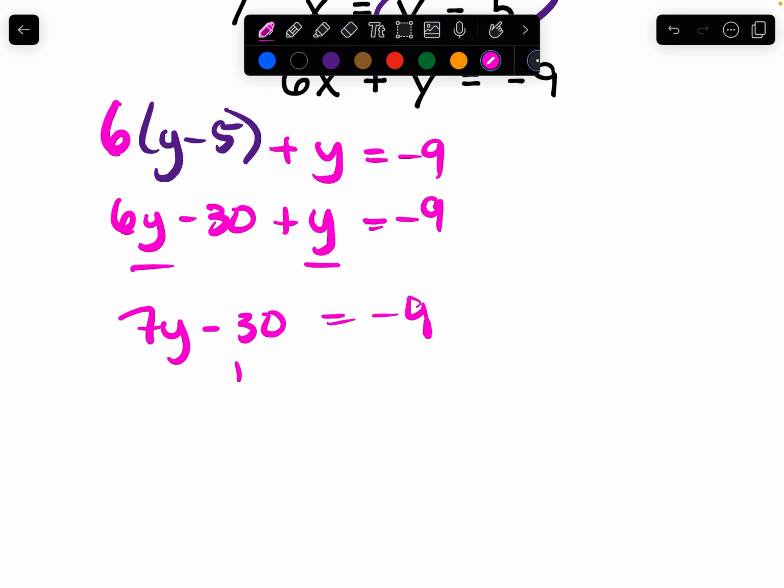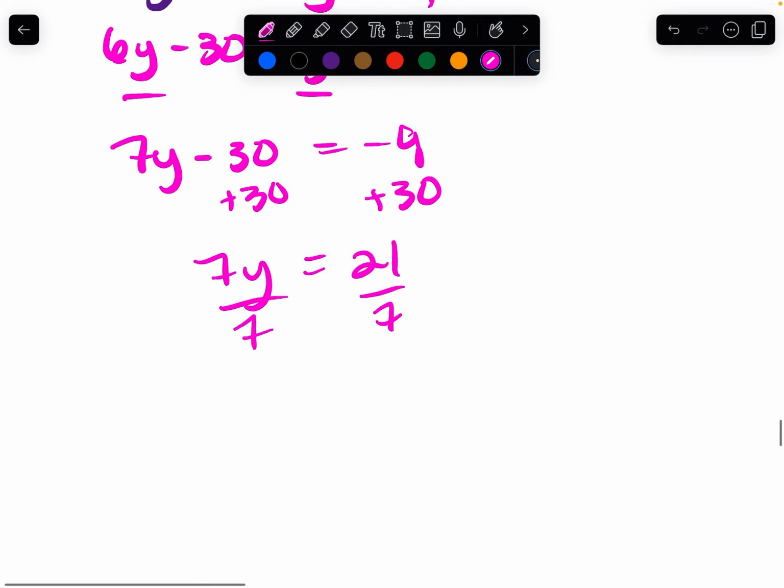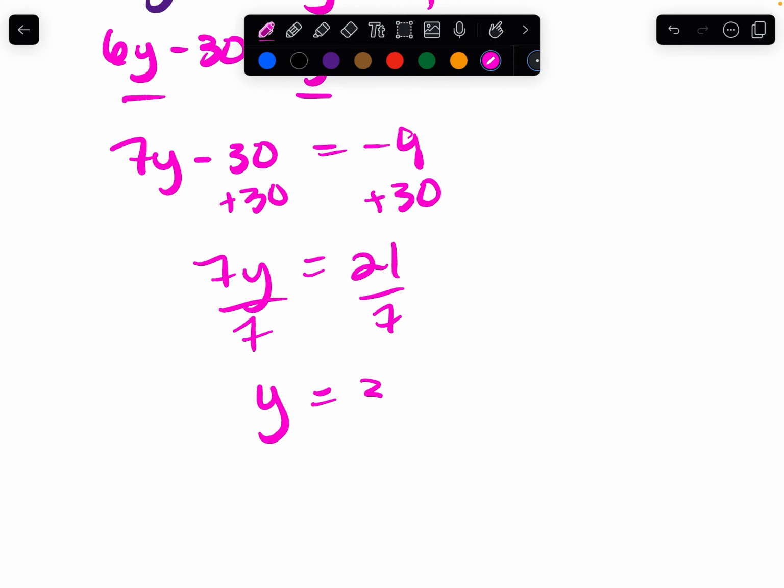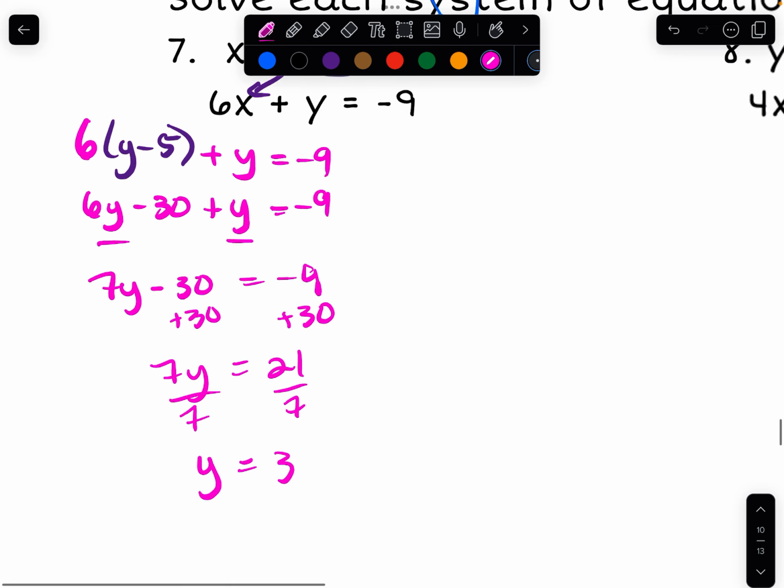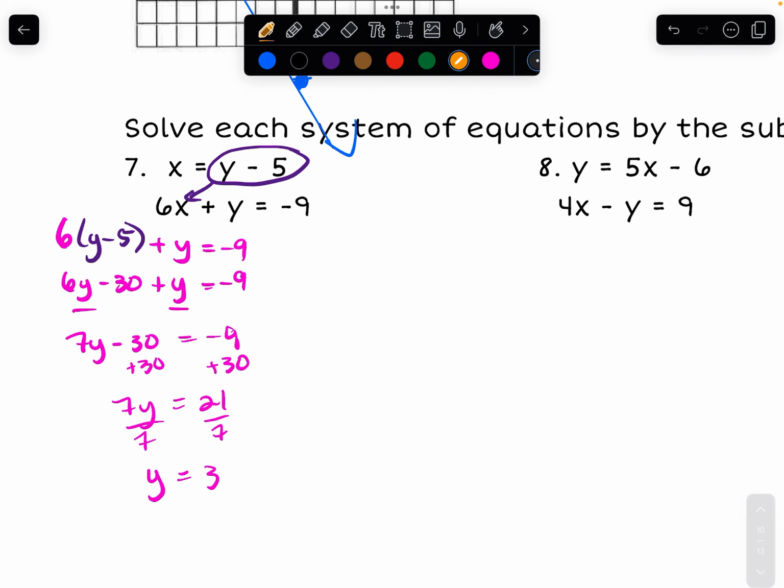Negative 9 plus 30. I get 7y equals 21. I divide by 7 on both sides. I get y equals 3. I plug that back in. So x equals 3 minus 5. So x equals negative 2. So negative 2, 3.